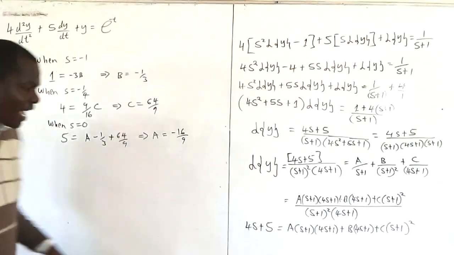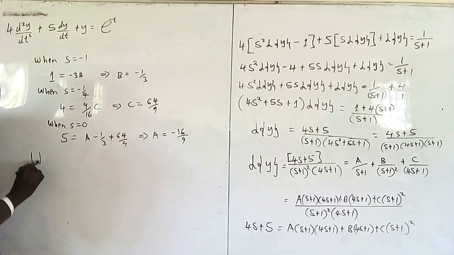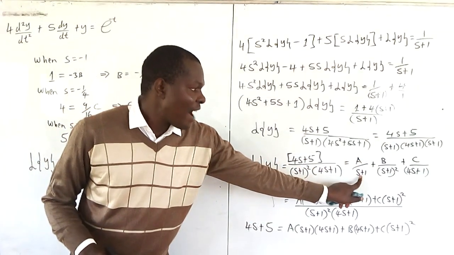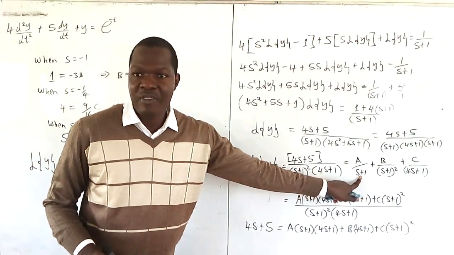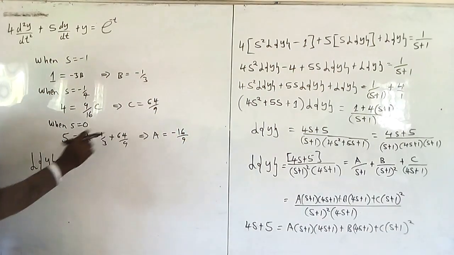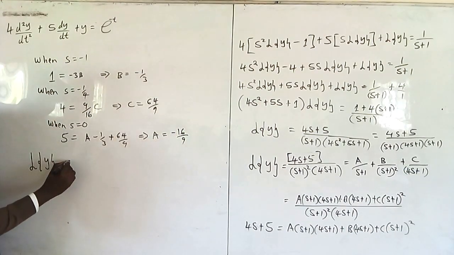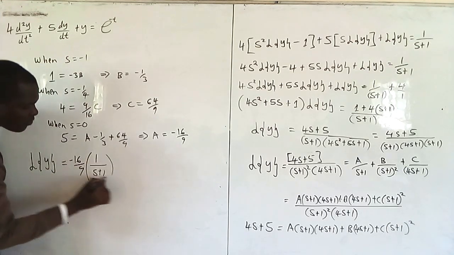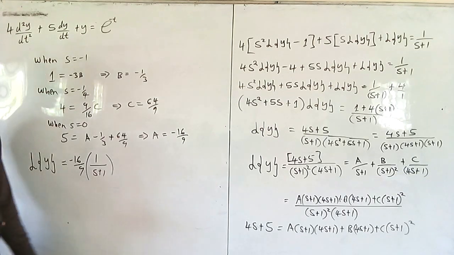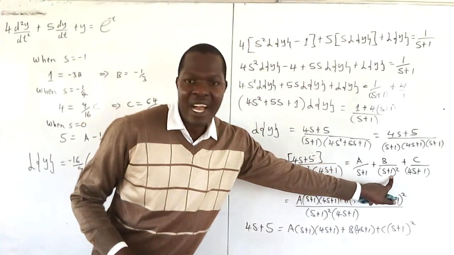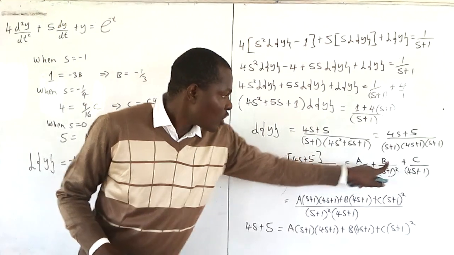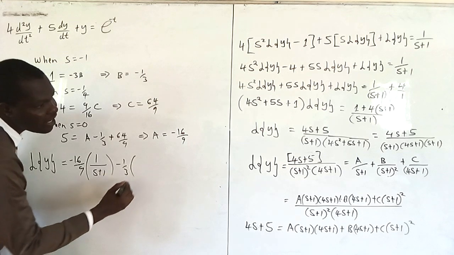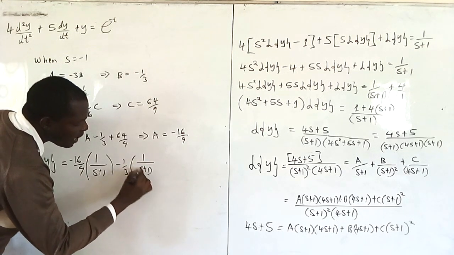So the Laplace transform of y is equal to A over s plus 1, isn't it? And what is A? Negative 16 over 9, so negative 16 over 9 over s plus 1. You factorize out negative 16 over 9. Then it is plus b over s plus 1 squared. What is b? b is negative 1 over 3, over s plus 1 squared.